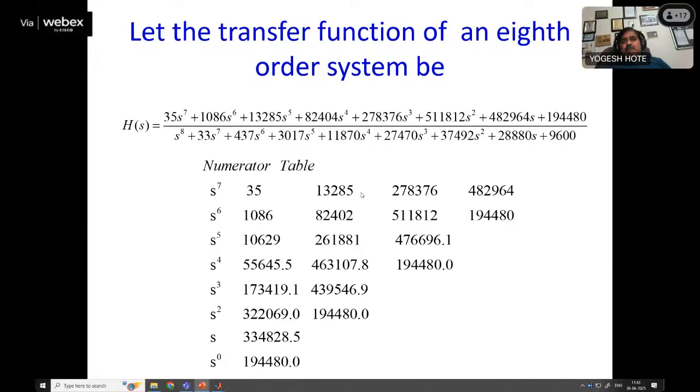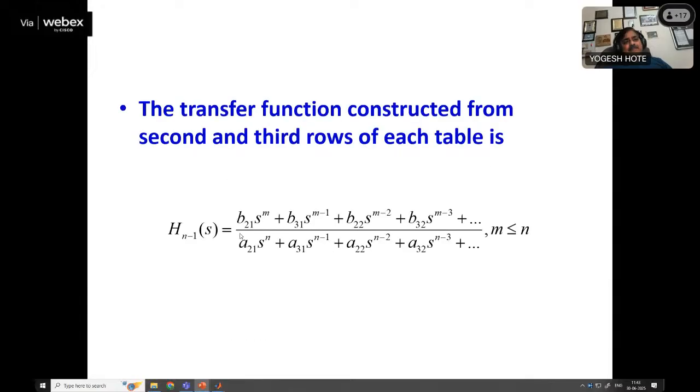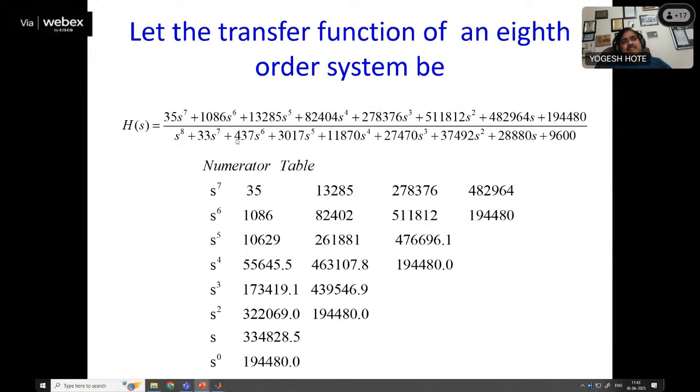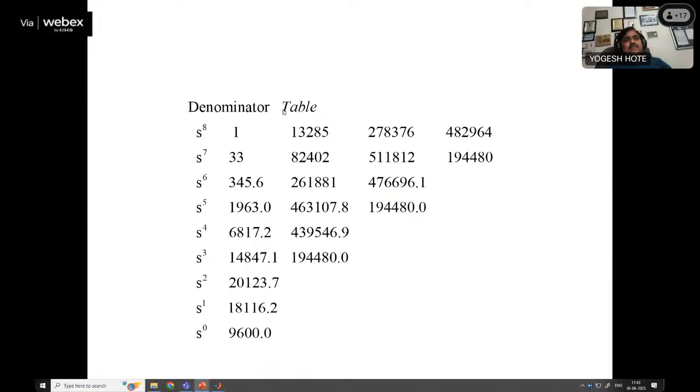And then the process of cross multiplication, which is given by the Routh criteria, and we can get this first column of the Routh array. And this is the denominator transformation, S to the power 8, 33. For this, we apply this Routh criteria.